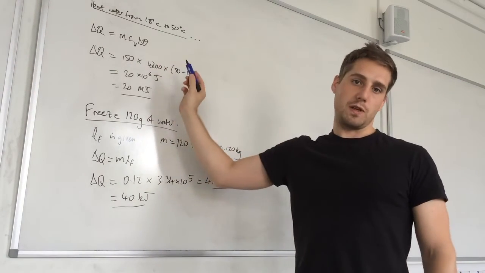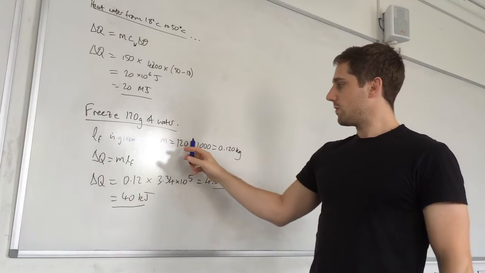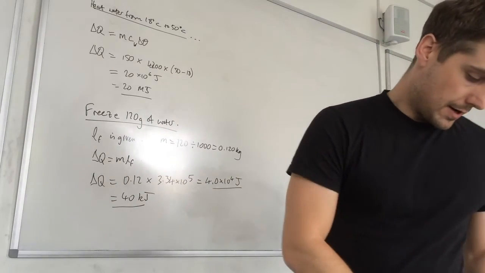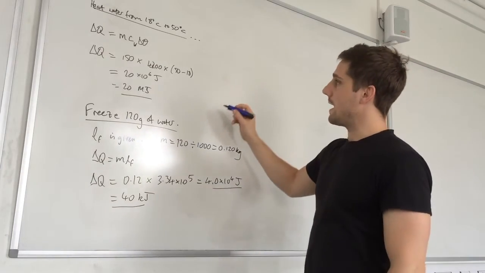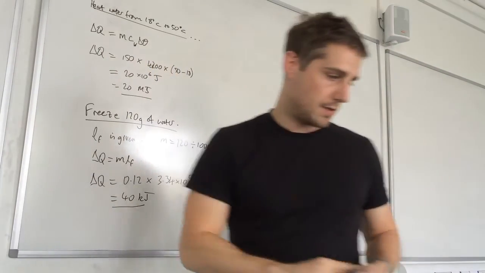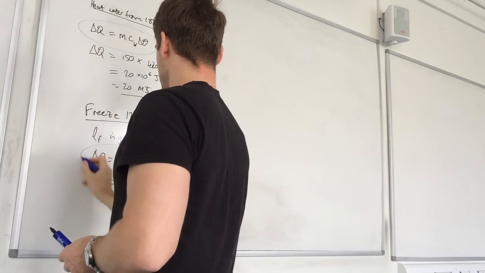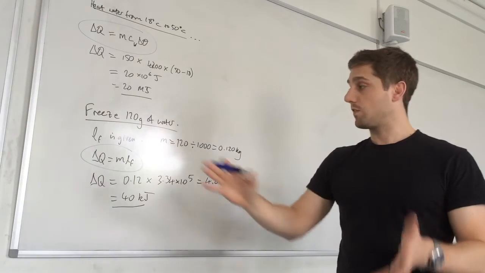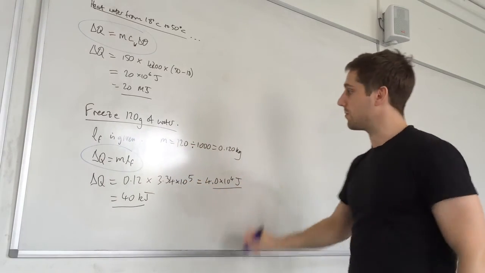You notice it's a much smaller number than we had previously. Here we had 150 kilograms of water, we had a lot of water. Here we're dealing with 120 grams. Alright, that's the second equation we need to know, and if I just highlight those equations so you can see which ones we've done so far. The third example is very similar to this one. We're just changing the latent heat of fusion for latent heat of vaporization.